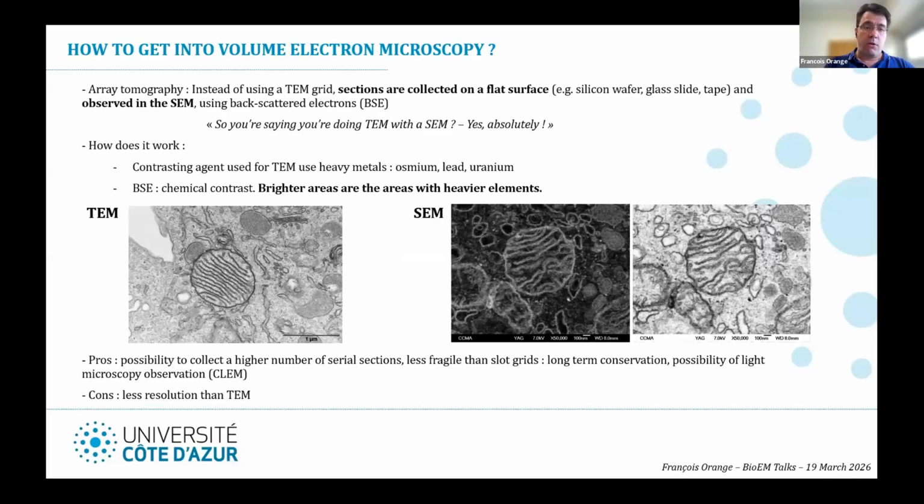And how does it work? Well, the contrasting agents used for TEM are heavy metals like osmium, lead, and uranium. When observed in the SEM using backscatter electrons, which work with a chemical contrast, the stained areas will appear brighter. So instead of a TEM image on the left, you will have an SEM image, and all the areas stained with heavy metal will appear brighter. But if you invert the contrast, you will have the equivalent of a TEM image.